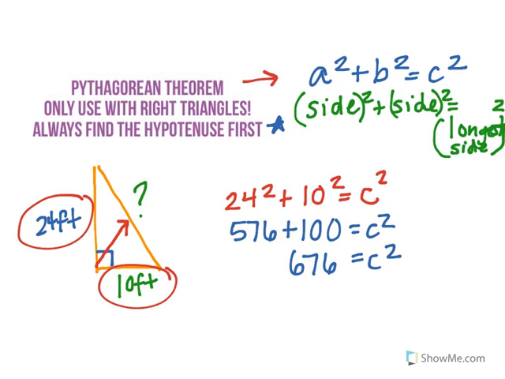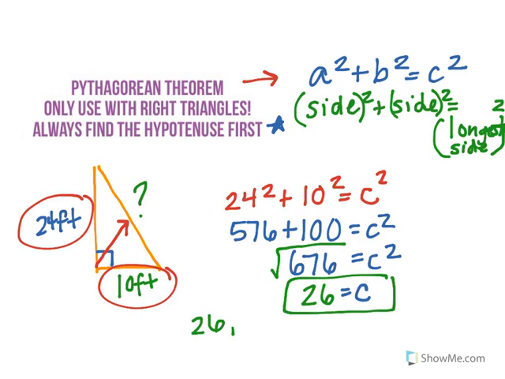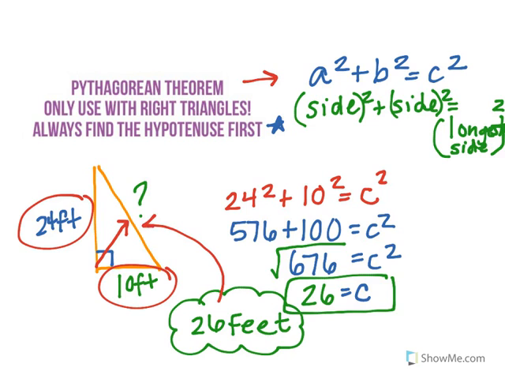We want to know what the hypotenuse or the side length is. We don't want to know what the side length squared is, so we want to take the square root of whatever number we come up with so we can find out what c is, not c squared, just regular c. The square root of 676 is 26. So our answer would be 26 feet. For this side length to be 26 feet, it makes sense because this is the longest side length and my other two side lengths are 24 and 10.